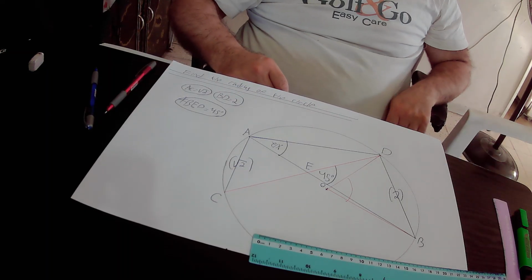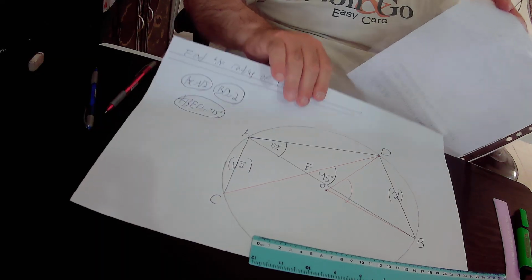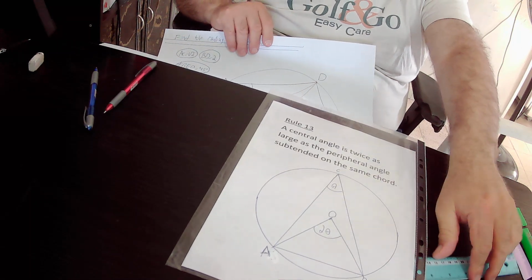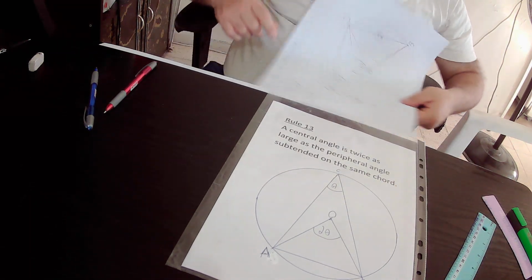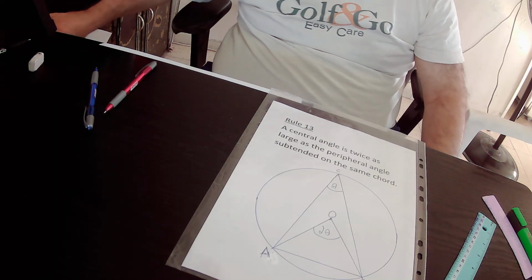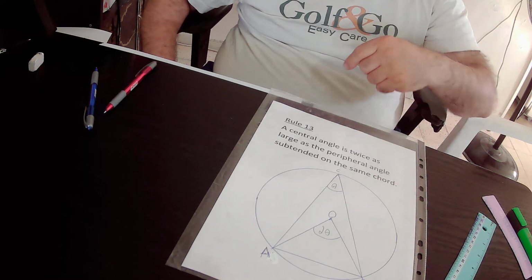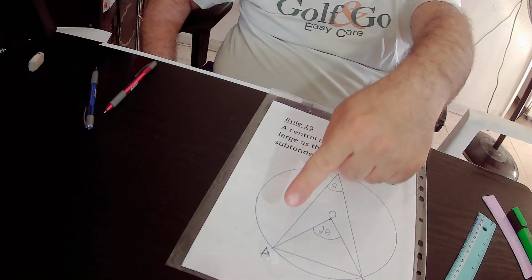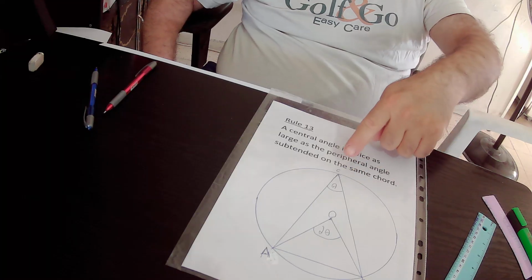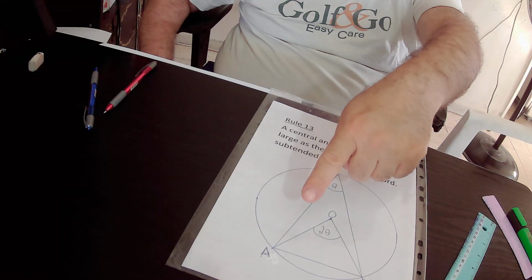So now we can implement rule 13 in our drawing. I'll repeat quickly rule 13. According to rule 13, the central angle is twice as large as the peripheral angle subtended on the same chord. So in the drawing you have a circle. Inside this circle we have peripheral angle ACB. The size of this peripheral angle ACB is theta, and it subtends on chord AB.